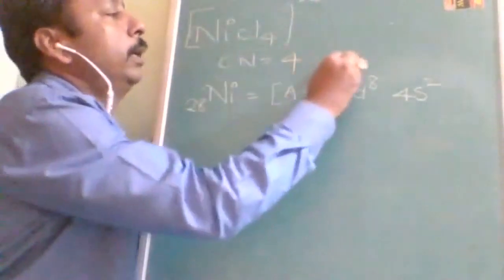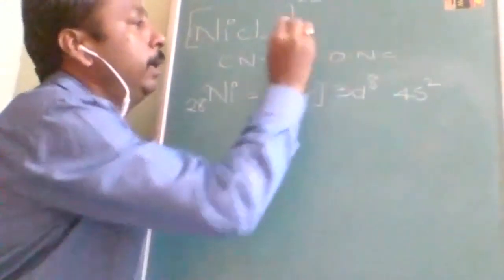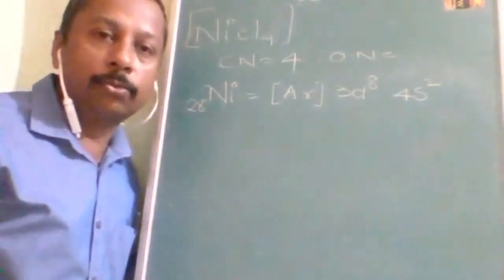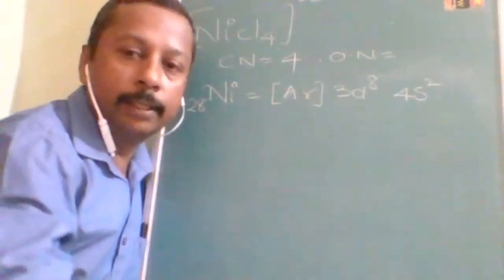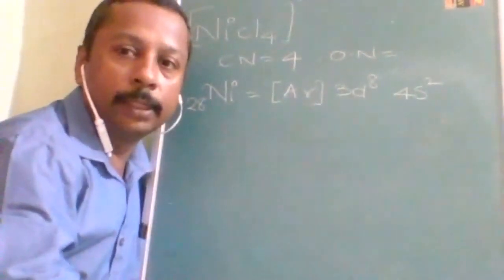Now here oxidation number, each and every metal in a coordination complex contains two numbers. Like nowadays there are dual SIM phones.